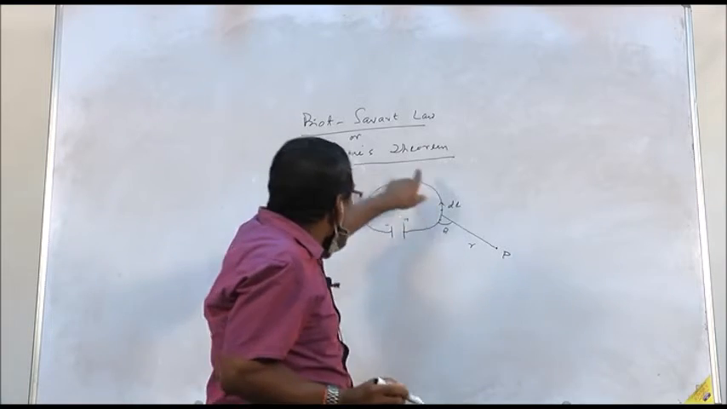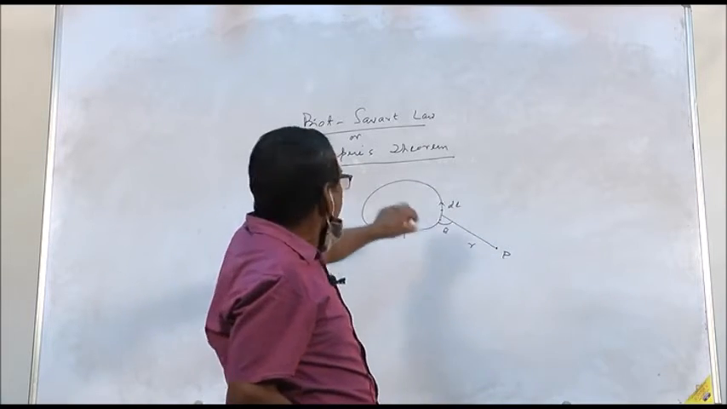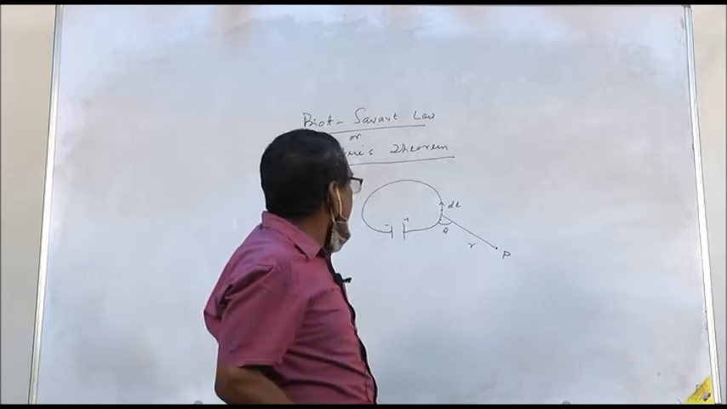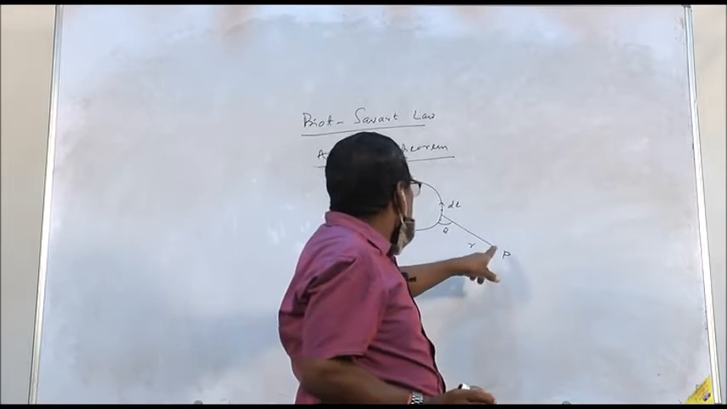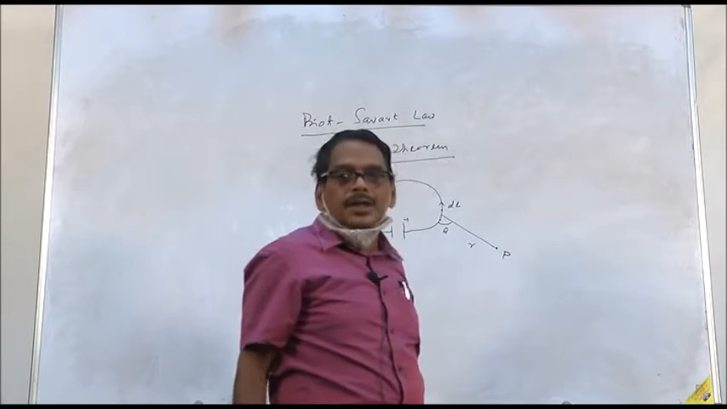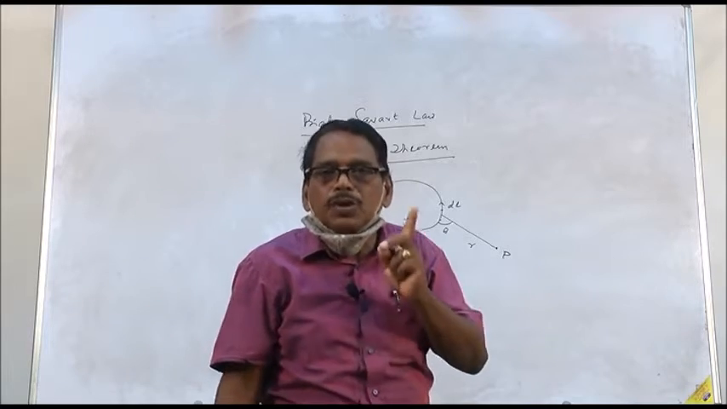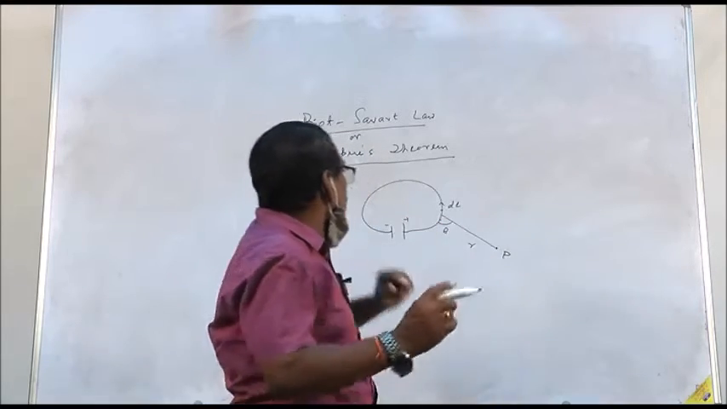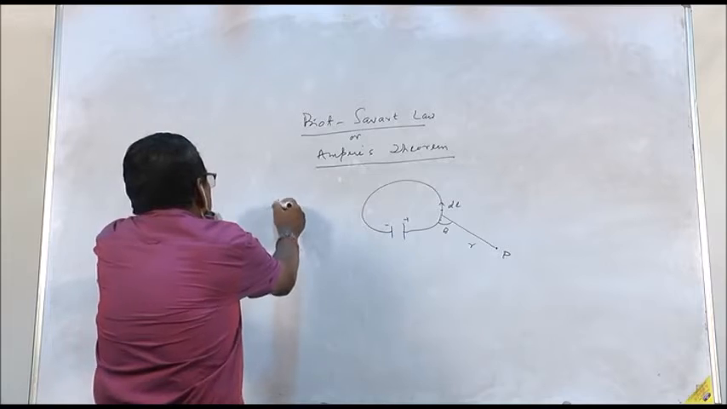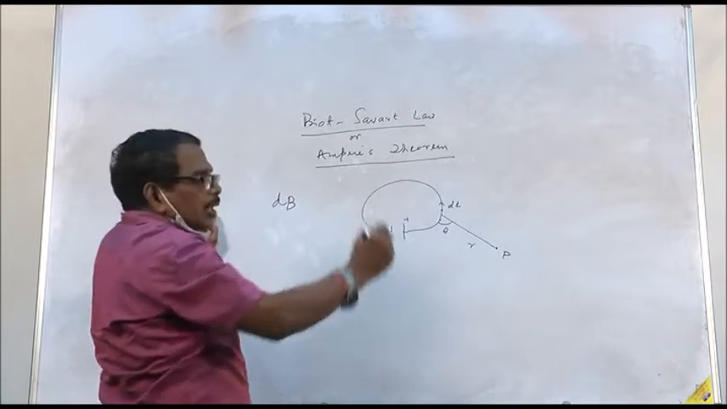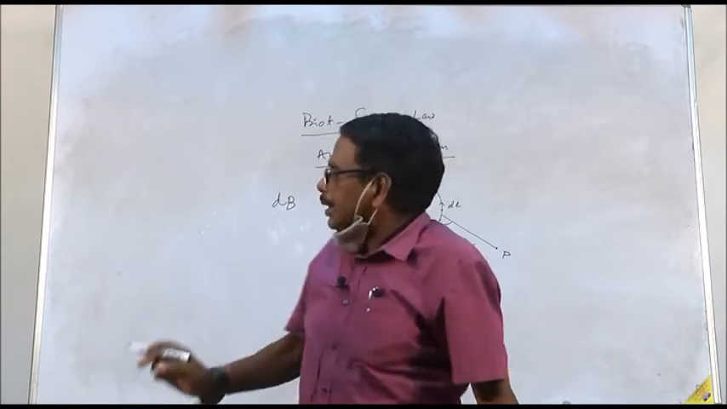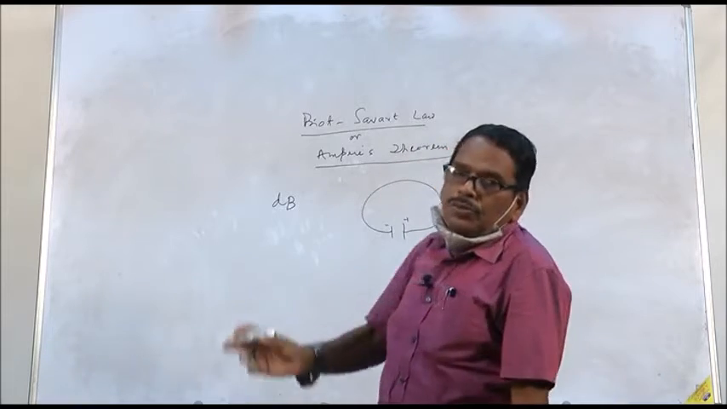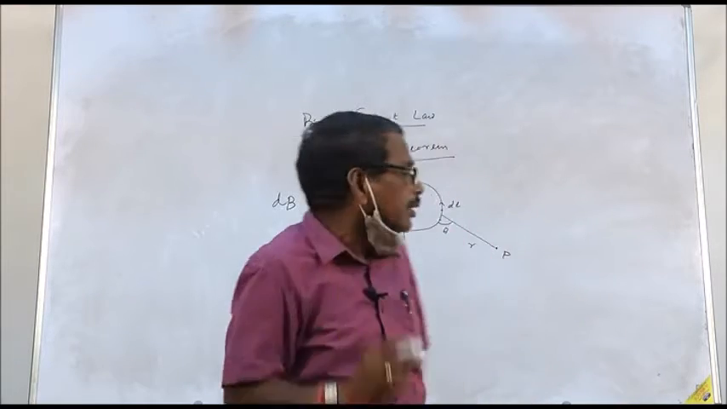So this entire conductor is behaving like a magnet. Let us take a small element dl. P is an external point at a distance r from the element. What is the flux density at P due to this small element? Let that flux density be dB. Normally the symbol for flux density is B, but since the element is small, the flux density is taken as dB.